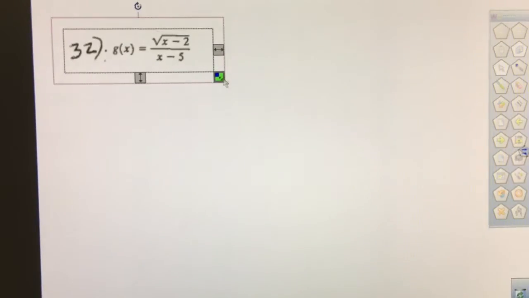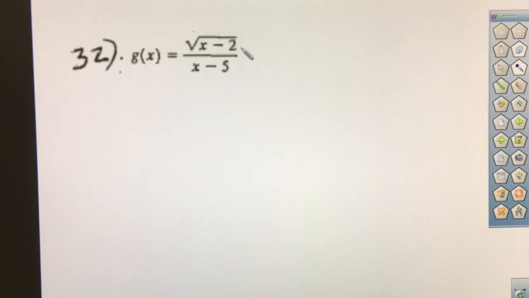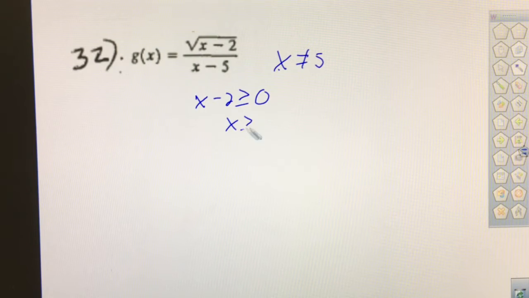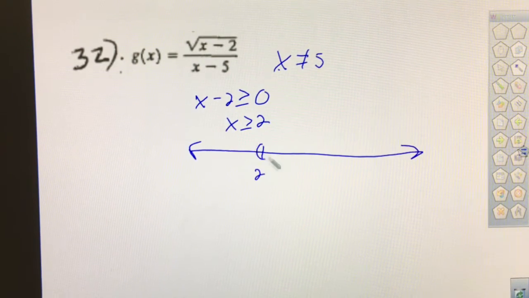Now we just showed that what's underneath the radical can't be negative, but the bottom, in this case, can't equal 5. So I got to make sure I write down that x cannot equal 5. But for this one, I have to take the guts, x minus 2, and set them greater than or equal to 0. So I add 2 and I get x is greater than or equal to 2. Let's go to the number line. So I have the number 2, which is included, and then I have the number 5, which is excluded. So it has to be every number but 2 and 5.